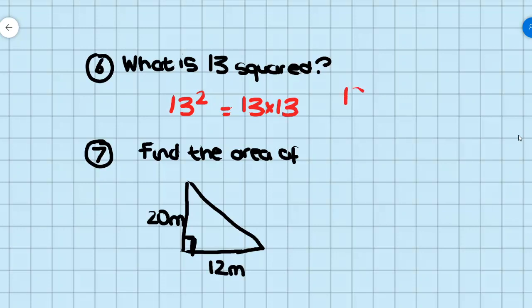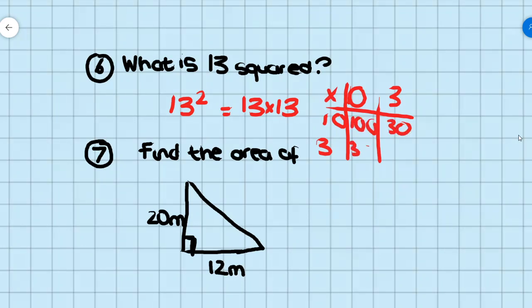Well, I'm going to do it in a grid form for you. So 10 and 3, 10 and 3. So that's 100, 30, 30 and 9, which adds to 169.